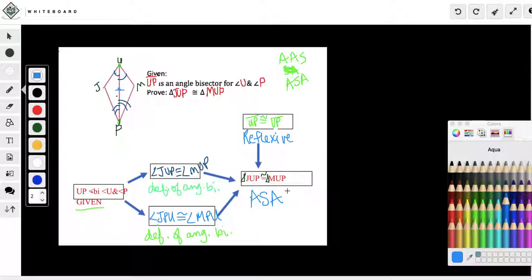So if you know how to do this, you will definitely be able to complete the one that is similar to this on the test tomorrow. All right, good luck.